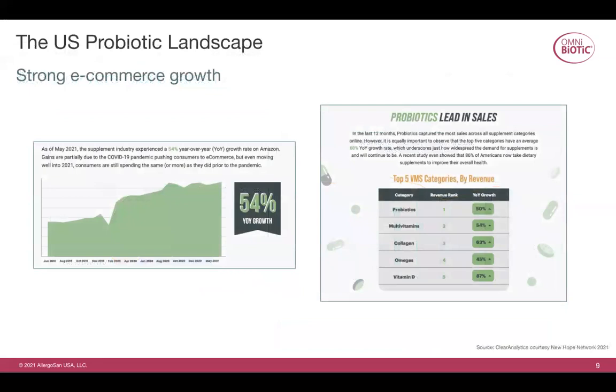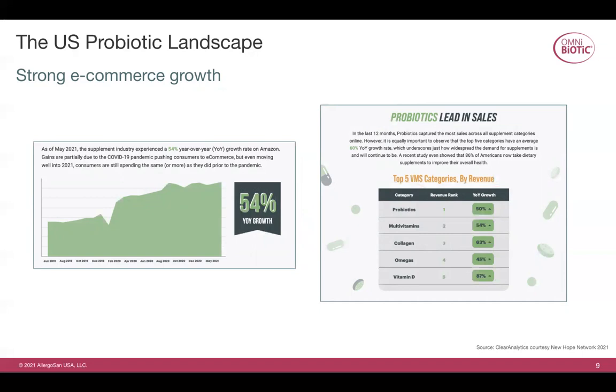So looking at the landscape for growth in 2020 and 2021, we've seen an amazing growth in supplement sales, primarily due to the pandemic, but what we see here is that a large part of that was in e-commerce forums. Again, not surprising given the pandemic. However, even as things have started to open back up to in person, we are still seeing that online e-commerce revenue increase.